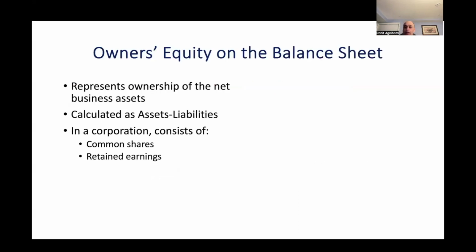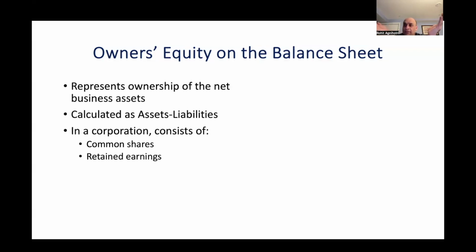Owner's equity. Okay, this is what the owners own in that business. A simple way to calculate it is you take your assets, subtract your liabilities. You take your assets, subtract all the liabilities. Whatever is remaining is owner's equity, meaning owners own that. Okay, it consists of the common shares, and it consists of retained earnings, which is all the profit that the business is retaining in the business. Something that is not distributed to the shareholders, something they are retaining in the business, is part of your owner's equity.